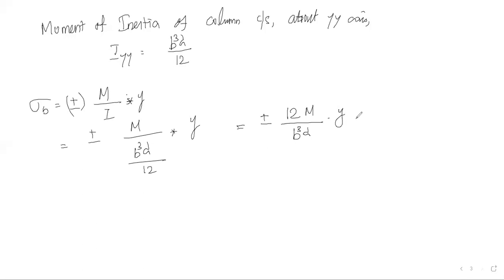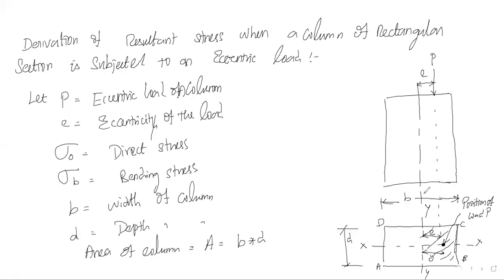Here we have to substitute the value of y. Y is nothing but, with respect to breadth, we are going to substitute b by 2. With respect to the centroid, the distance to the extreme fiber is called y, which is nothing but b by 2.